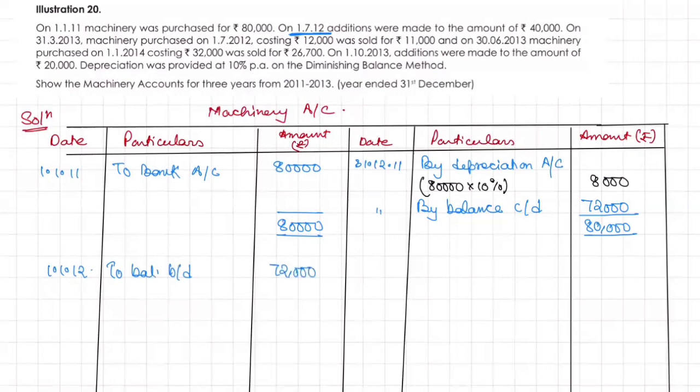Now see, on 1st of July, additions were made amounting to 40,000. That means additional machinery has been introduced. Correct. On what date? On 1st of July 2012, to bank account of 40,000. Correct. Anything more on now in the next year? Nothing more has been done.